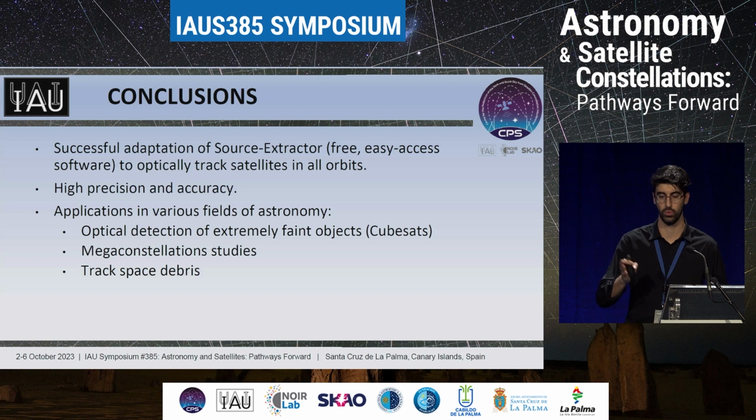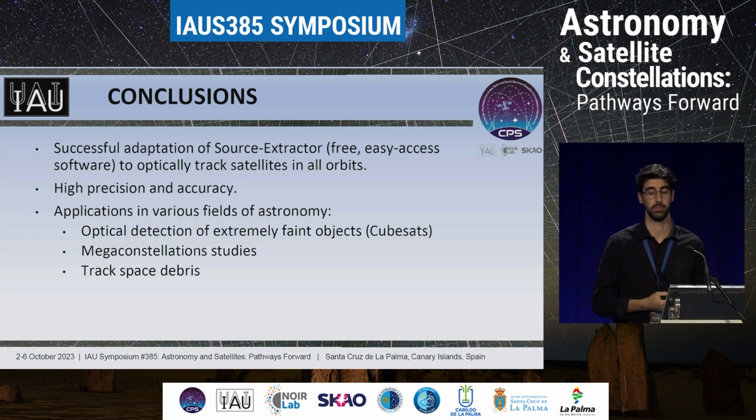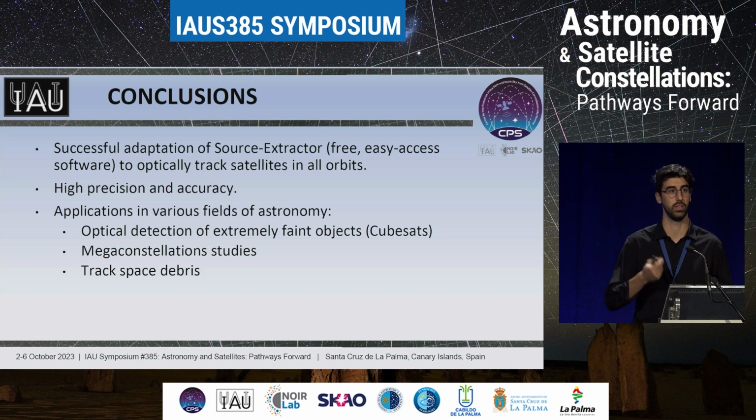So, quickly as a conclusion, I wanted to say that we have successfully adapted the software Source Extractor, which is free and easy access, and what I mean by that is that you can use it in absolutely any operating system, to optically track satellites in all kinds of orbits. It does it with very high precision, and it has very high accuracy as well. What it means is that we can actually use it for many, many applications.